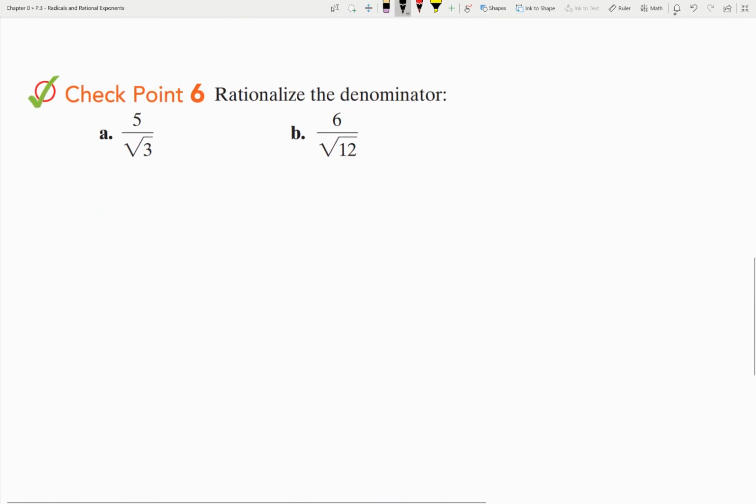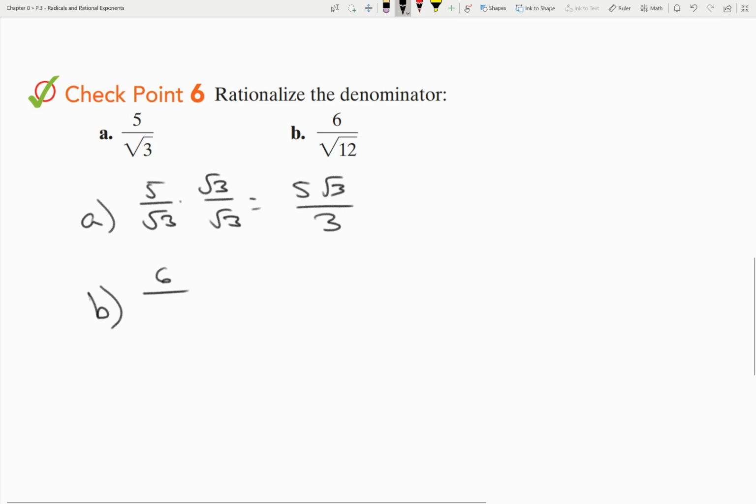So for part A, the best way to do it is to just multiply the top and the bottom by the square root of 3 to give me 5 square root 3 over the square root of 9, which is 3. Can't cancel those two. One's a radical 3, one's a normal 3, so they are not the same thing. So don't be tempted to cancel something underneath a radical with something that's not in a radical.